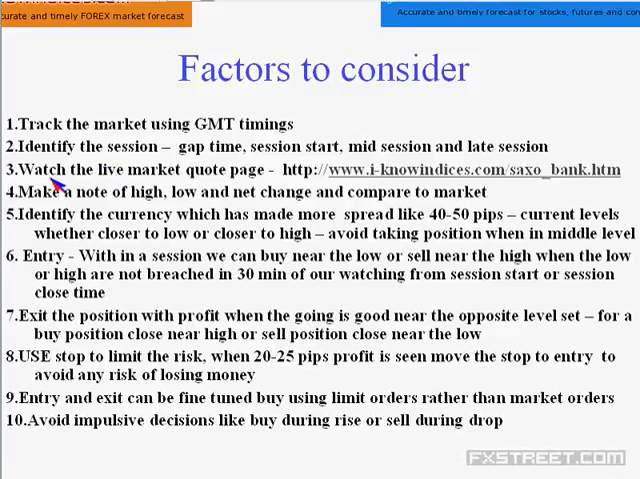Then use the live market code page. I have given the link, and if you watch it at frequent intervals, you will be able to really understand. There is no real requirement of a chart. In fact, you will be able to understand when you relate it to the high and the low, whether the market is near the high, just consolidating there, or near the low, consolidating there.